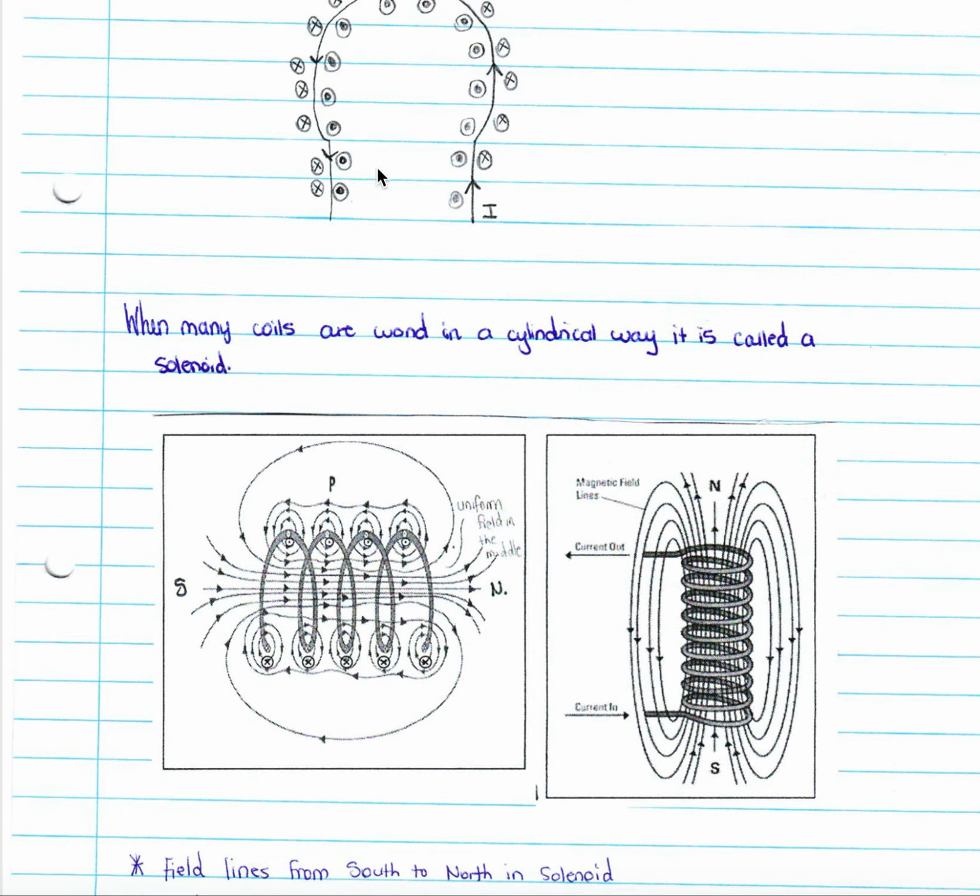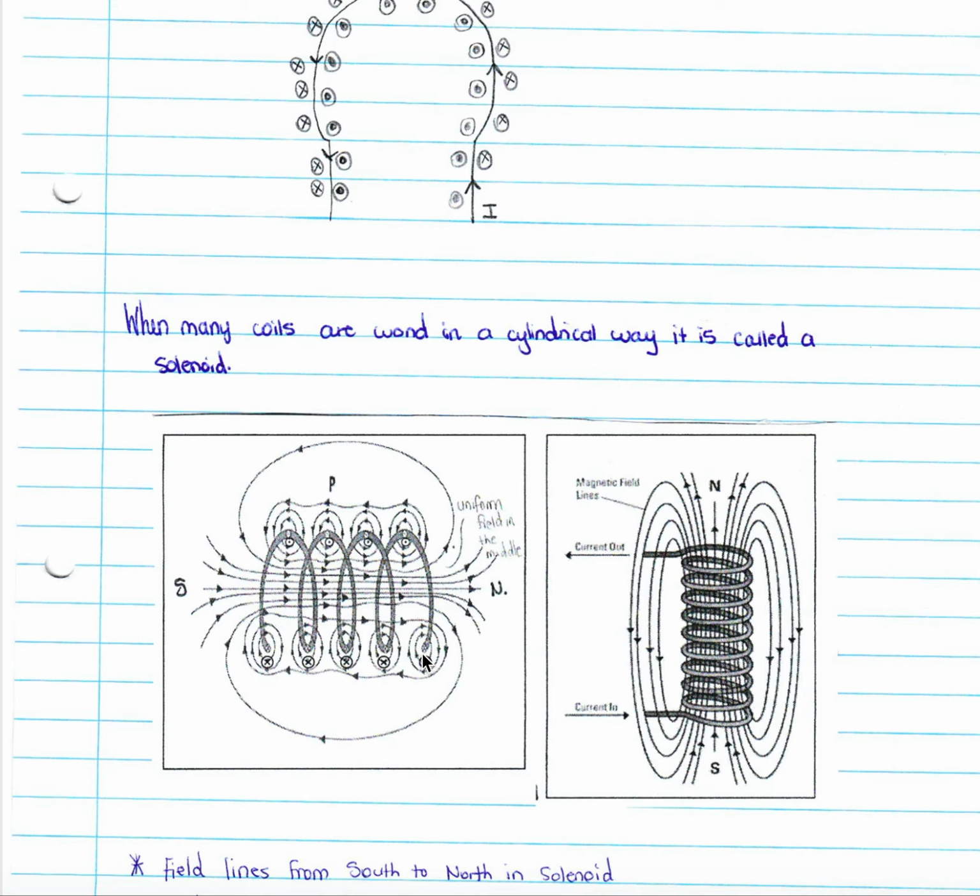And if we were to put a number of coils together, we will get this over here. We get uniform field lines moving from south to north in the middle of the solenoid. That is important to note. Normally your field lines go from north to south, but in a solenoid, they will always go from south to north. On the outside of your solenoid, they will always go from north to south, and that is simply explained by looking at a single coil and putting them all together.